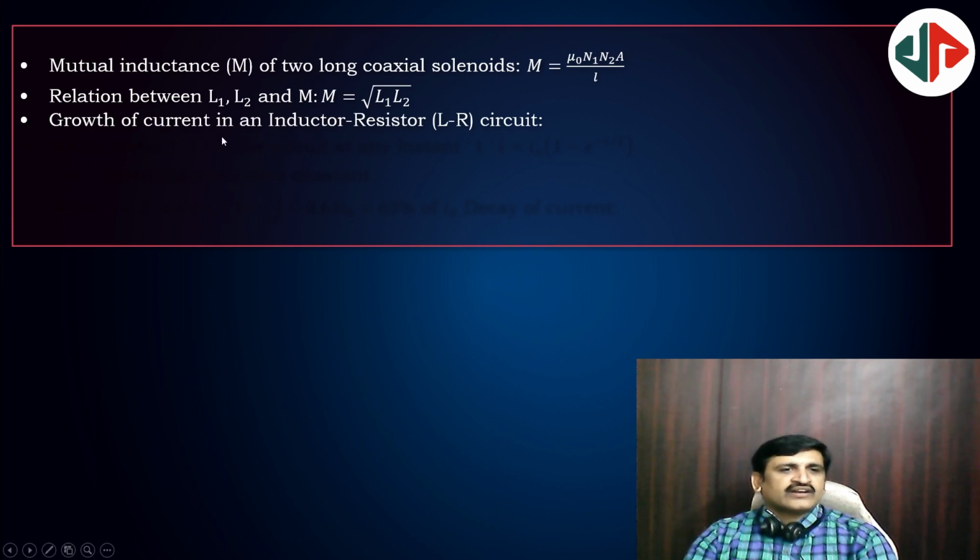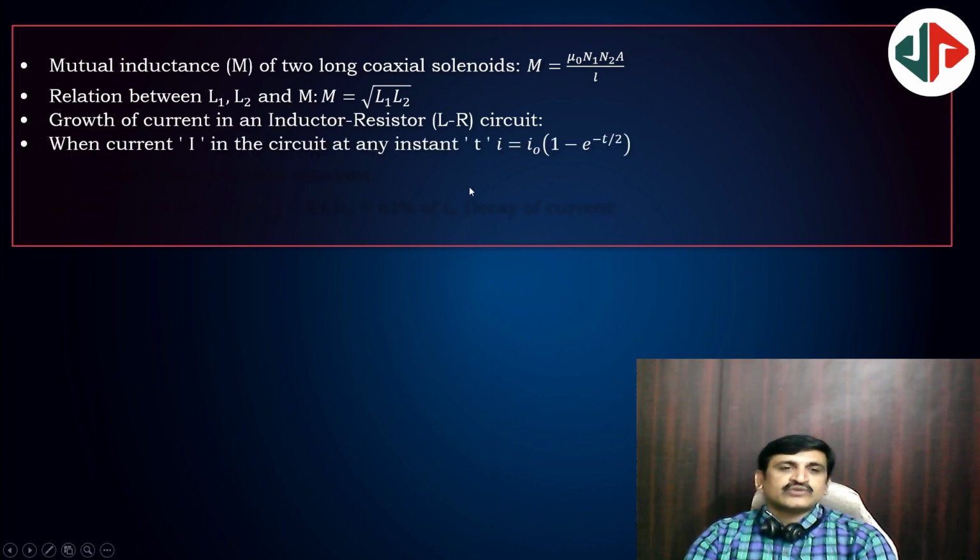Next, growth of current in an inductor resistance circuit. When a battery is connected, in the LR DC circuit, the current is I equal to I naught into 1 minus e to the power of minus t by tau. Here the maximum current is I naught, and I is the instantaneous current.